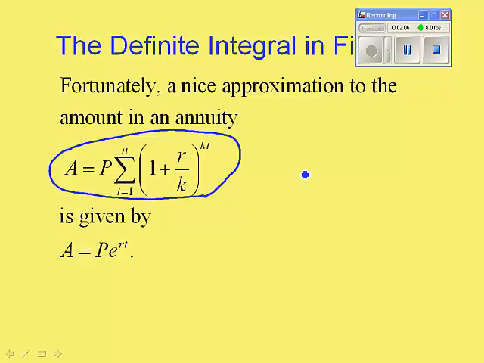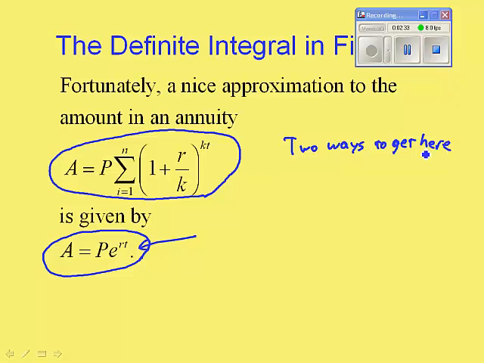But fortunately for us, a nice approximation is given by this. PERT. That's one of my favorite finance formulas. A equals Pert. And this I will not do much of in finite math because you need calculus to get there. Now how do you get there? Well, there are two ways. Either you do a differential equation, kind of like we did with the population problem. We turned a differential equation into a regular equation involving exponential growth, right?